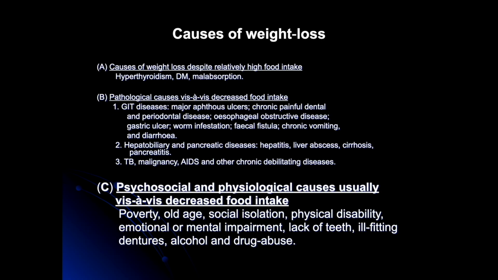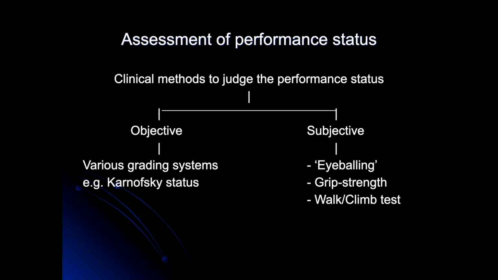And psychosocial and physiological causes include poverty, old age, social isolation, physical disability, emotional or mental impairment, lack of teeth, ill-fitting dentures, alcohol, and drug abuse. Patients' ability to function in daily life is a reflection of physiological status and reserves, and consequently can predict the ability to withstand a surgery.